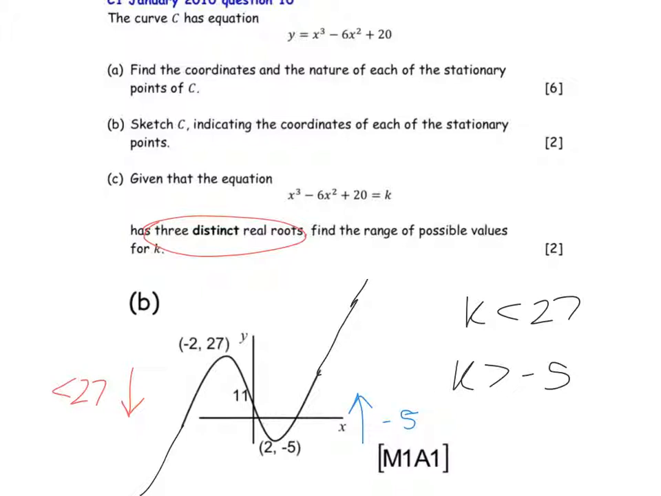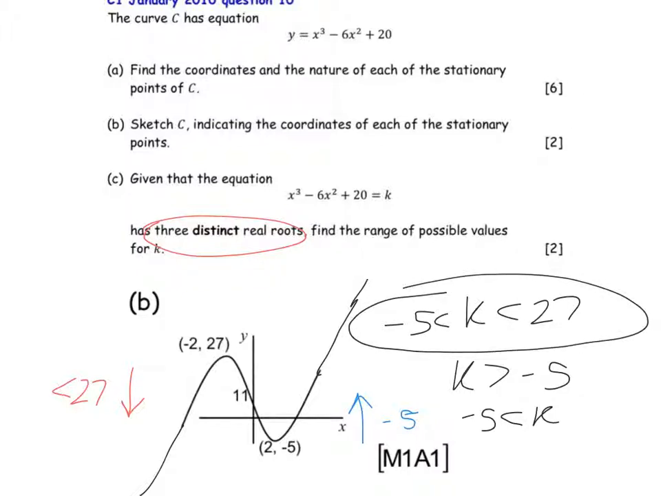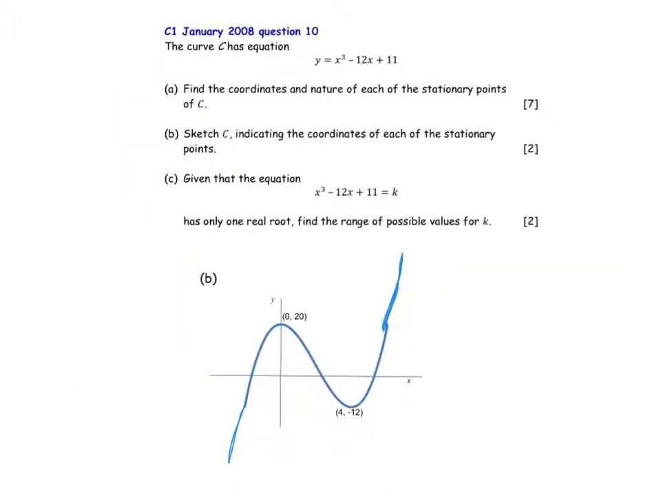So what I can write is that in one continuous loop, which if I swap the sides of k here, I can say minus 5 is less than k. So then this thing here, I can match up over here, and then bring minus 5 is less than k there to get my solution. Okay? This question here is Jan 2008, question 10.